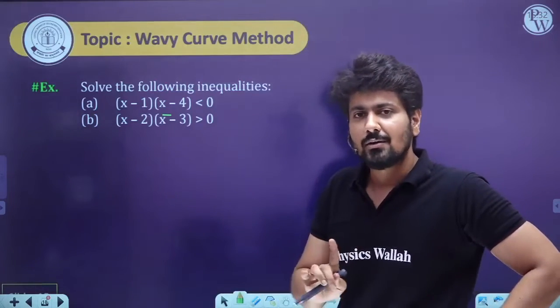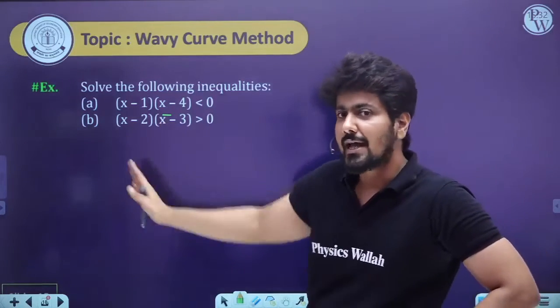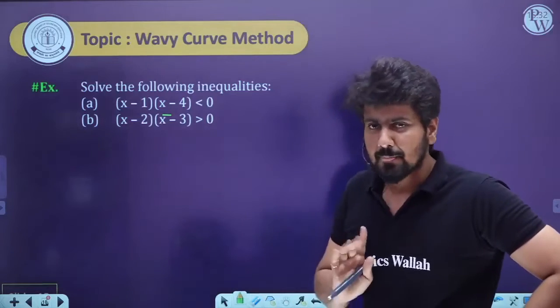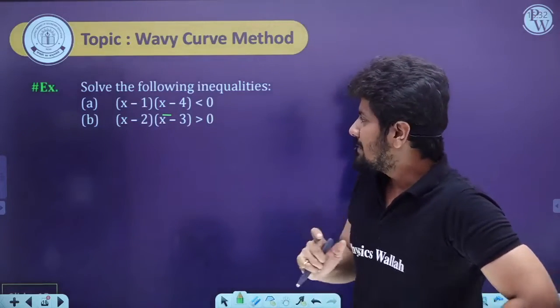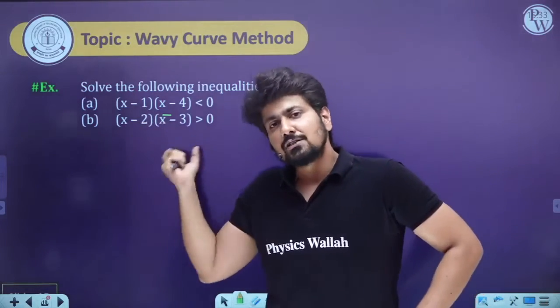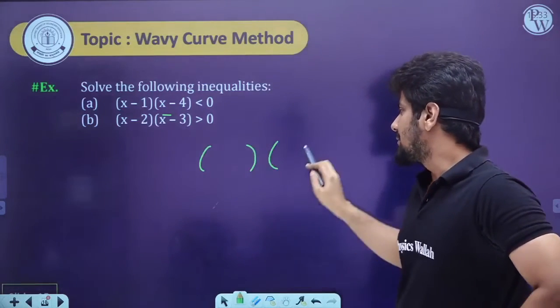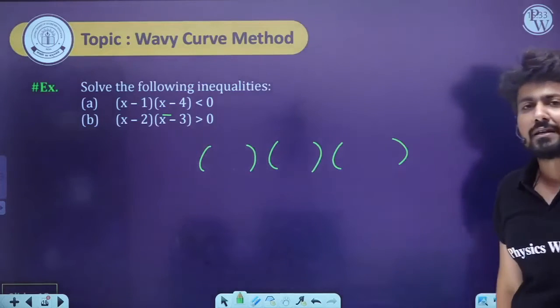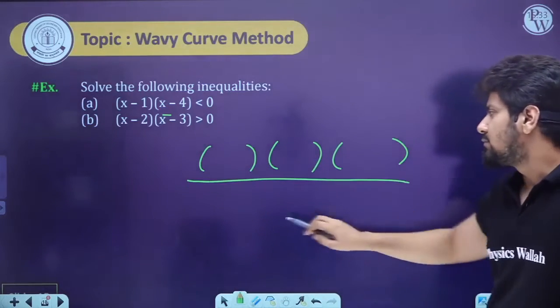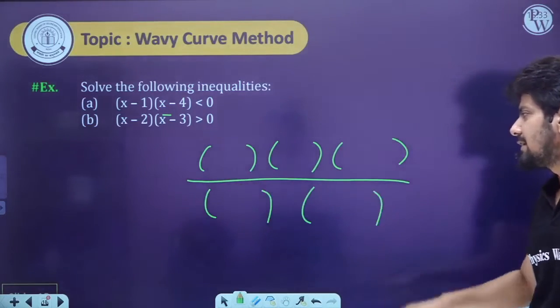Not that x I'm talking about, this x I'm talking about. Okay, there's only x over here. So only one variable, right? So basically, we are multiplying two factors over here. So whenever there is a multiplication of two or more factors, or a division of two or more factors, suppose we have that.